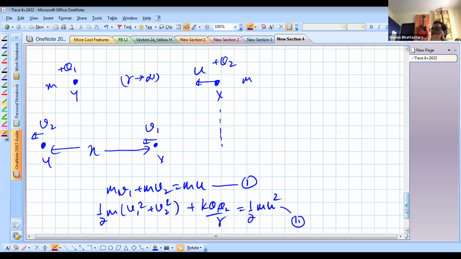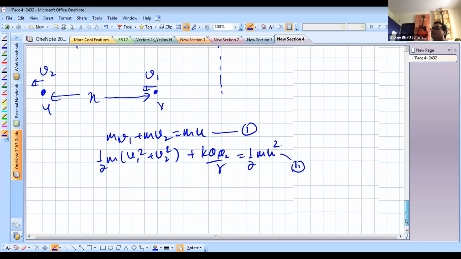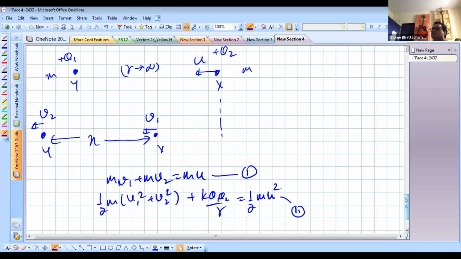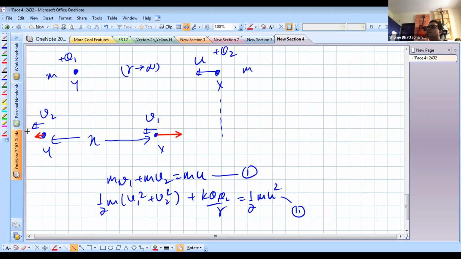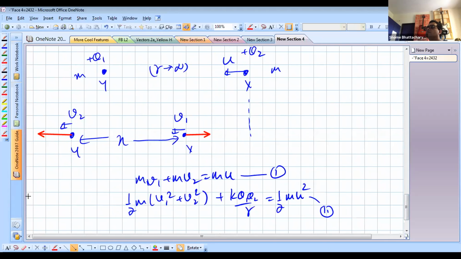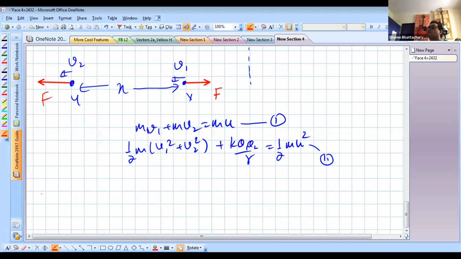But we also have to understand that they're always repelling each other. So the force vectors are always looking like this. That means this guy's velocity is always decreasing and this guy's velocity is always increasing. This is how the mutual repulsive force is acting. So if you think of how V1 behaves as a function of time, V1 is all the time decreasing and V2 is all the time increasing.